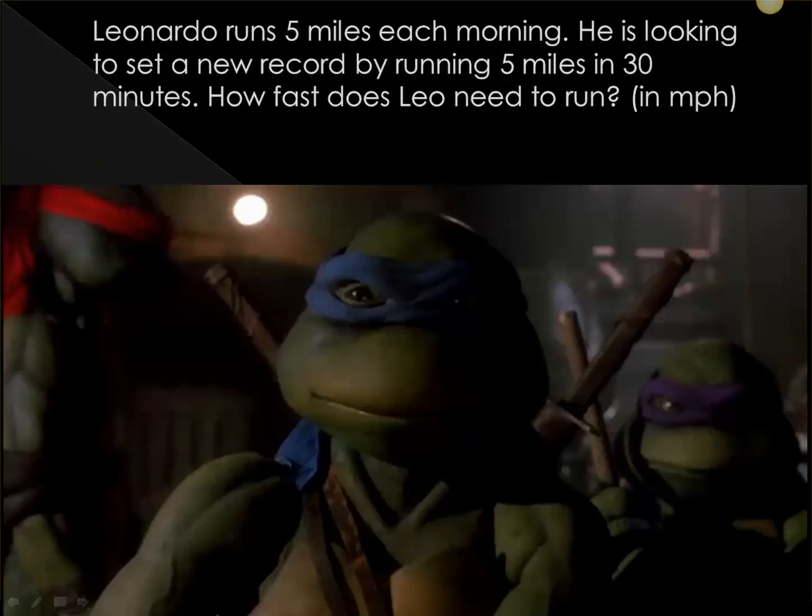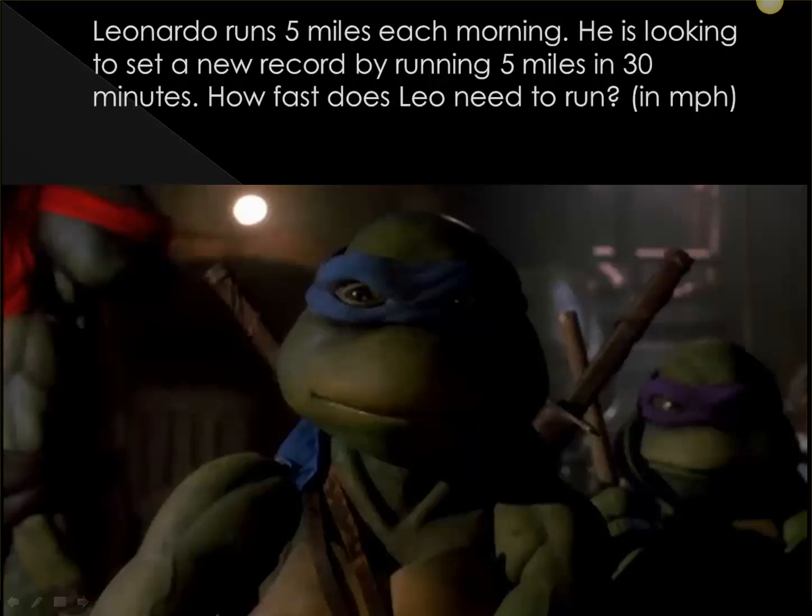Moving on to number 4. Leonardo runs 5 miles each morning. He's looking to set a new record by running 5 miles in 30 minutes. How fast does Leonardo need to run? From here, we can see that the proper way to do it was to see how fast he would need to run 1 mile. So you take 30 divided by 5 miles, and he would need to run 1 mile in 6 minutes.